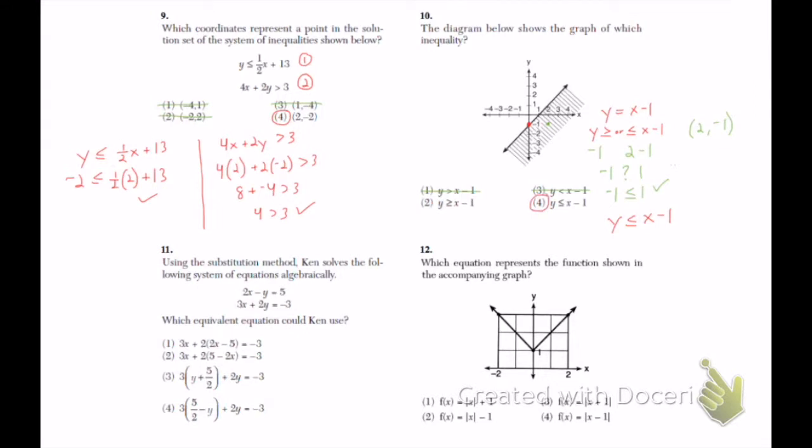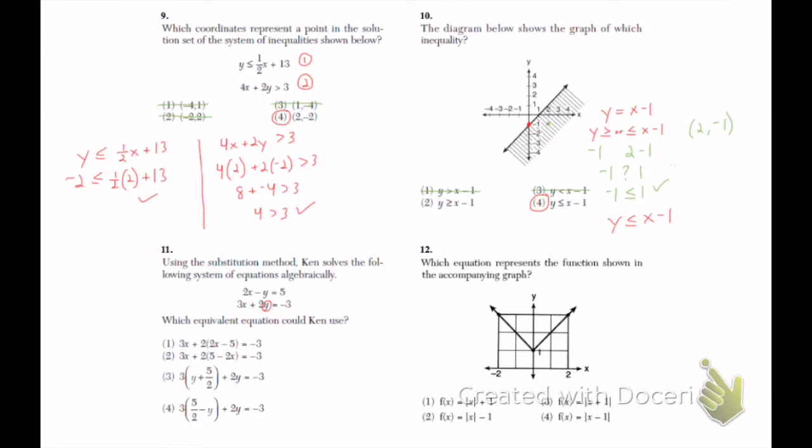Alright, so question 11 reads, using the substitution method, Ken solves the following system of equations algebraically. Which equivalent equation could Ken use? So the first thing is, let's look at our choices. And we see that the choices look very similar to the bottom equation, except the y component of that bottom equation, which is right here, I'll circle it, is missing.